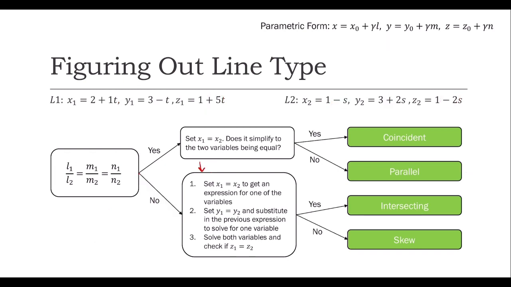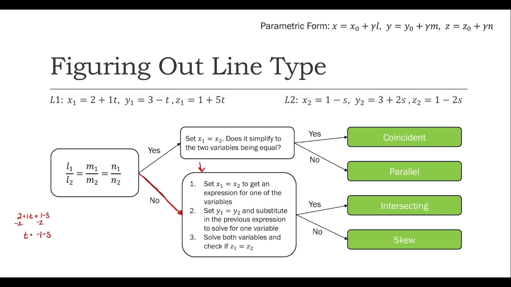So now we have this step because our answer was no to the first question. So we're going to set x1 equal to x2. So 2 plus 1t equals 1 minus s. And we need to get an expression for one of the variables. So let's solve for t by subtracting 2 from each side. So we get that t equals negative 1 minus s.